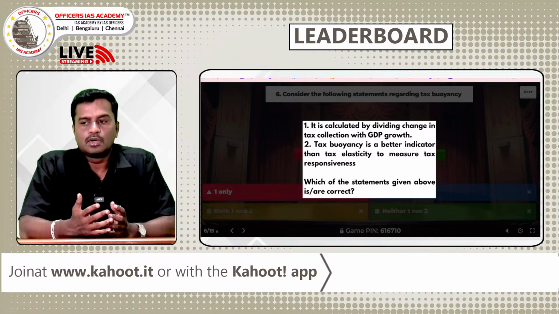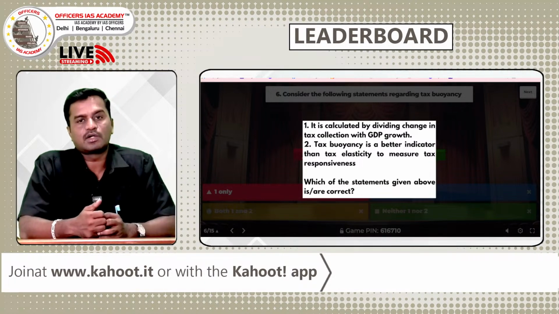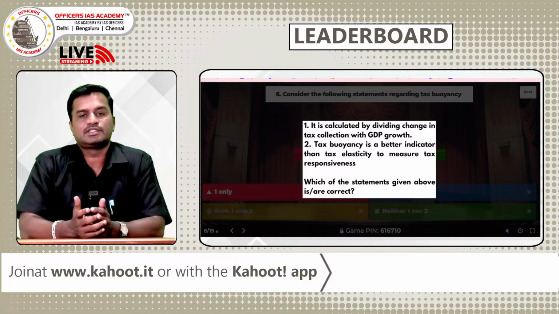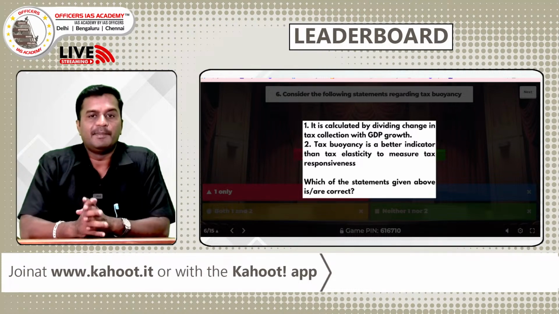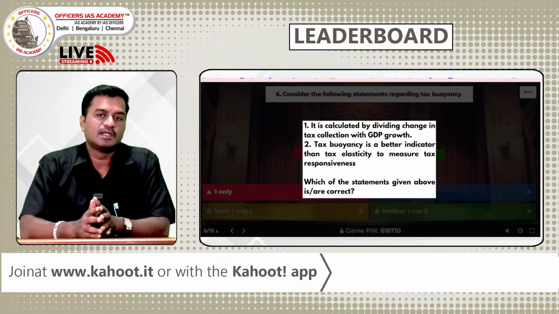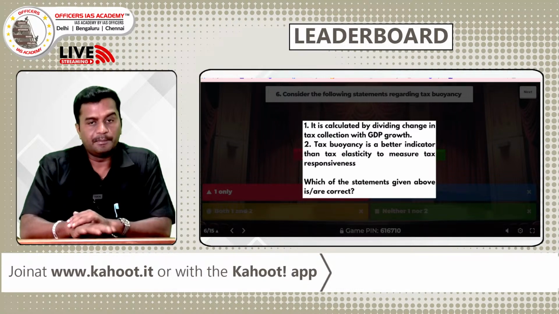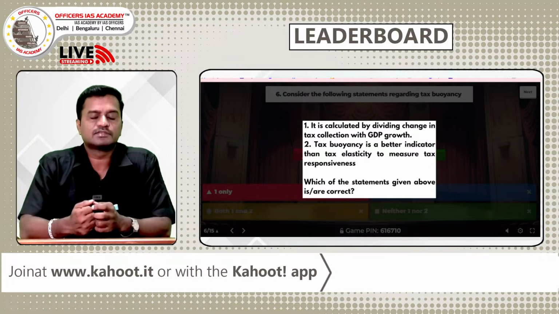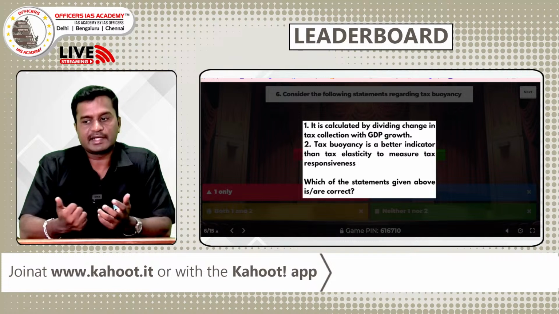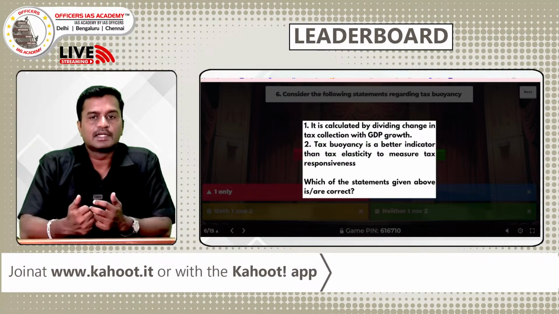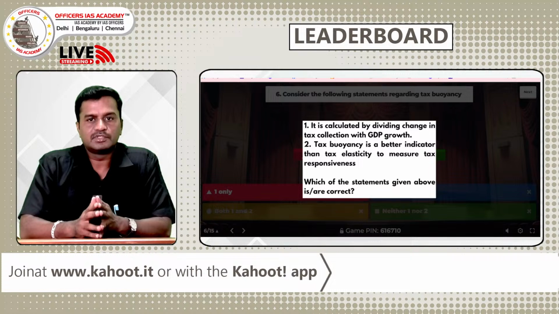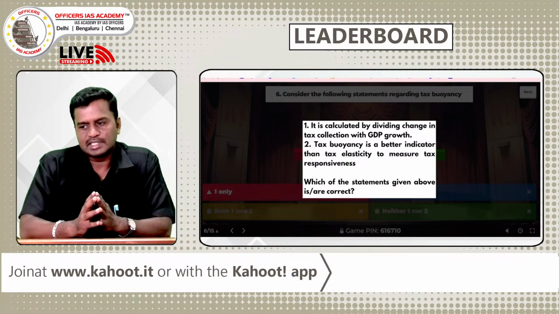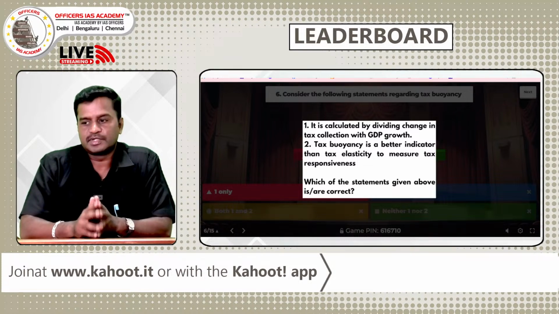Okay. Now, how do you look at the tax buoyancy? What causes the tax revenue to increase? There are many factors. Better tax administration is a factor. Broader taxation base is a factor. So these are the important factors that increases the tax collection. So more the tax collection compared to GDP growth, you are able to see tax buoyancy. Actually, tax buoyancy is a better indicator to measure tax responsiveness. Next question.